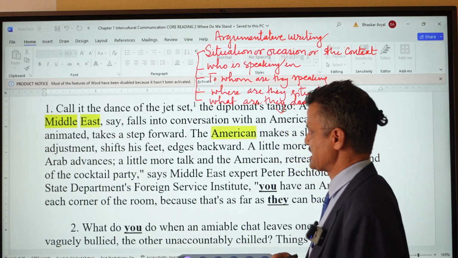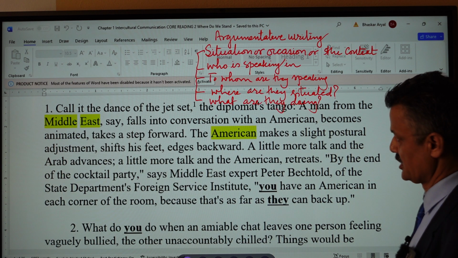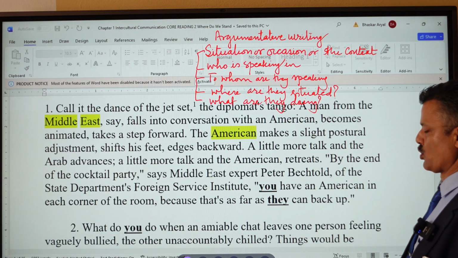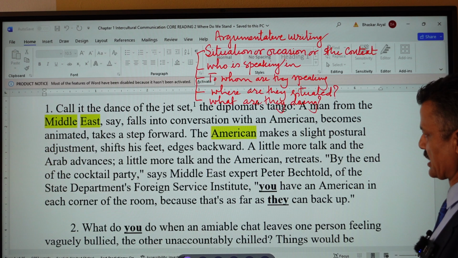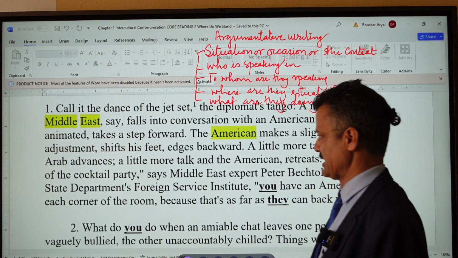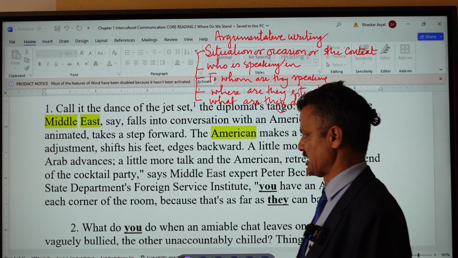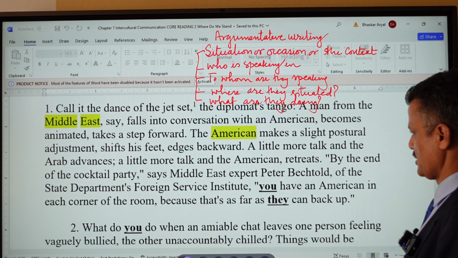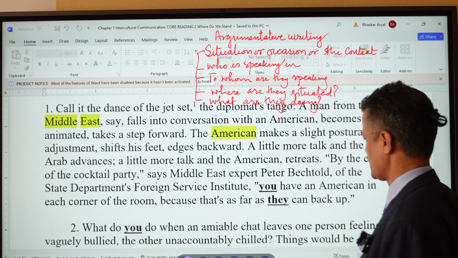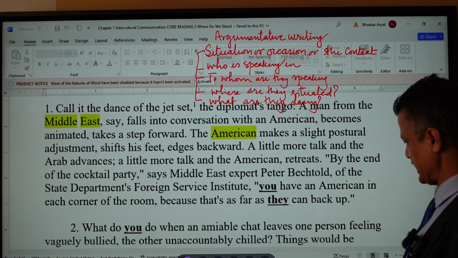Call it the dance of the jet set, the diplomat's tango. A man from the Middle East, say, falls into conversation with an American, becomes animated, takes a step forward. The American makes a slight postural adjustment, shifts his feet, eases backward, a little more talk, and the Arab advances, a little more talk, and the American retreats. By the end of the cocktail party, says Middle East expert Peter Bechtold of the State Department's Foreign Service Institute, you have an American in each corner of the room because that's as far as they can back up.